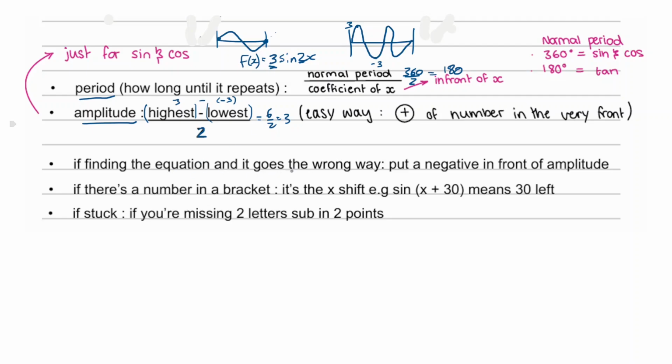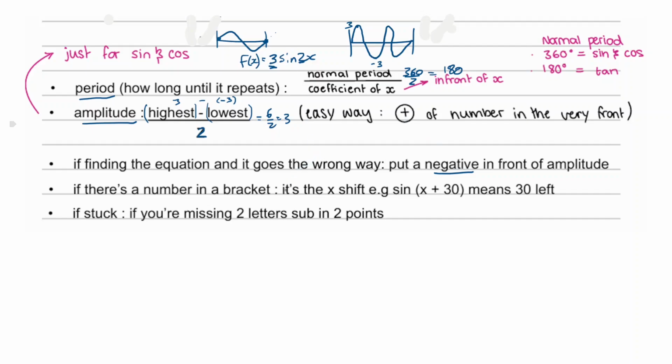If the equation was going the wrong way, or if there was a minus sign here, I would know that it's going the wrong way. That's when you see that there's a negative in front. And so would the amplitude be negative 3? No, it would still just be, you could do it the long safe way, high minus lowest divided by 2, or you could just know that you can put a positive in front of that number when working out the amplitude.